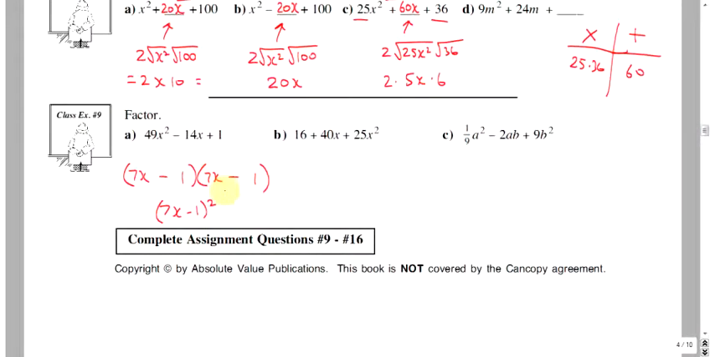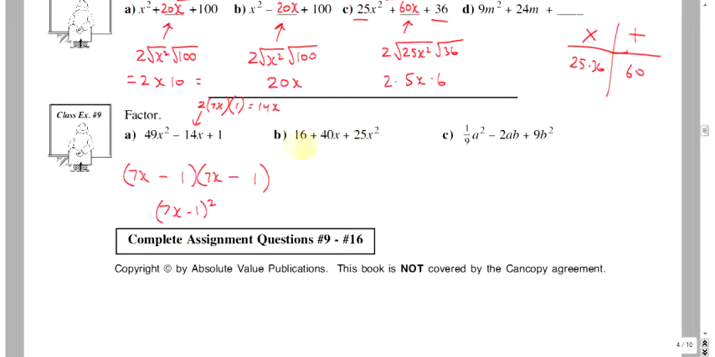Now don't confuse this with a difference of squares. A difference of squares, remember, we don't have the middle term, because anytime you multiply by its conjugate, that thing is gone. There's no x term. Okay? Is that a perfect square trinomial? If that is 2 times the square root of this times the square root of that, 14x, it is, then it's a perfect square trinomial.